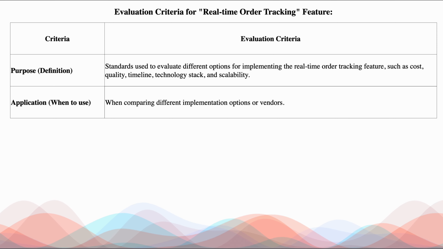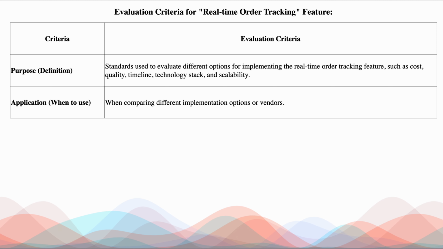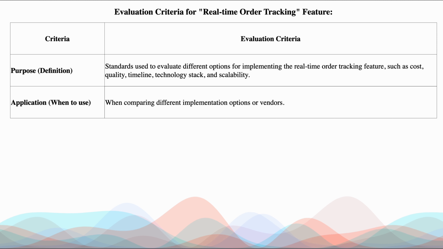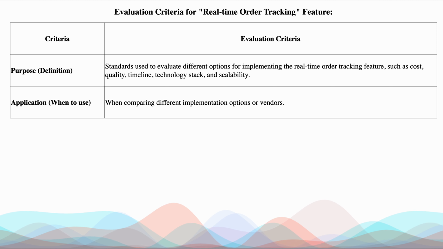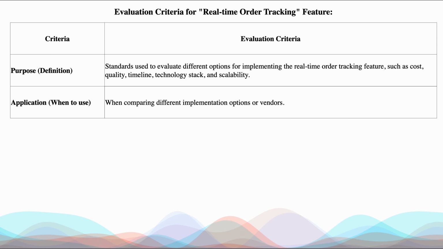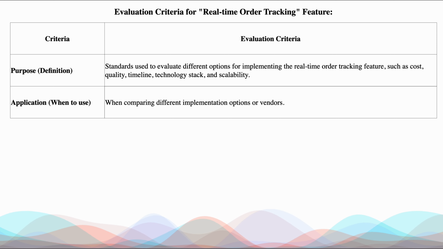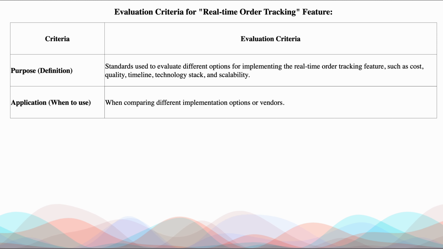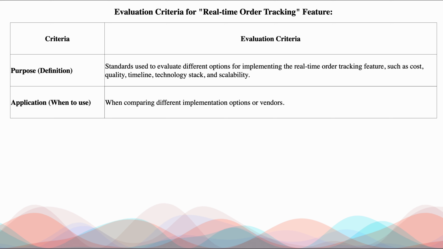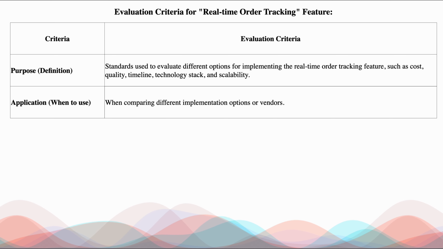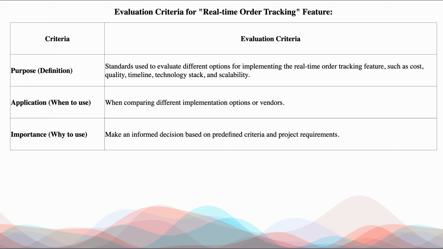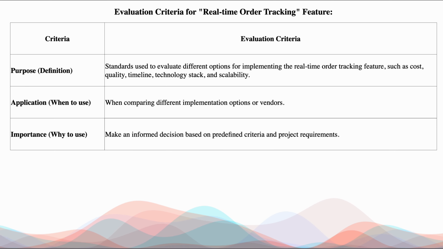Now, let's say you want to implement this feature, and you are looking for a better team where this particular feature can be delivered at low cost, good quality, less timeline, advanced technology, and high scalability, right? That will be a client expectation. So which vendor or team or company can provide me the best of all those factors to develop it? Why use it? Make an informed decision based on predefined criteria and project requirements.